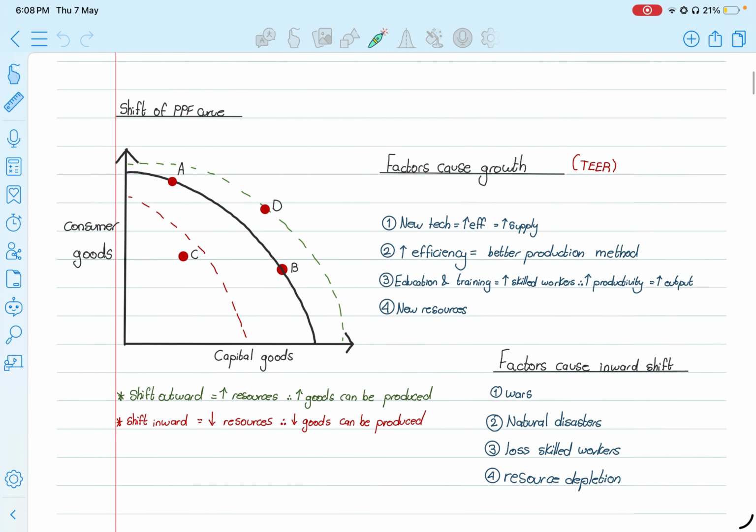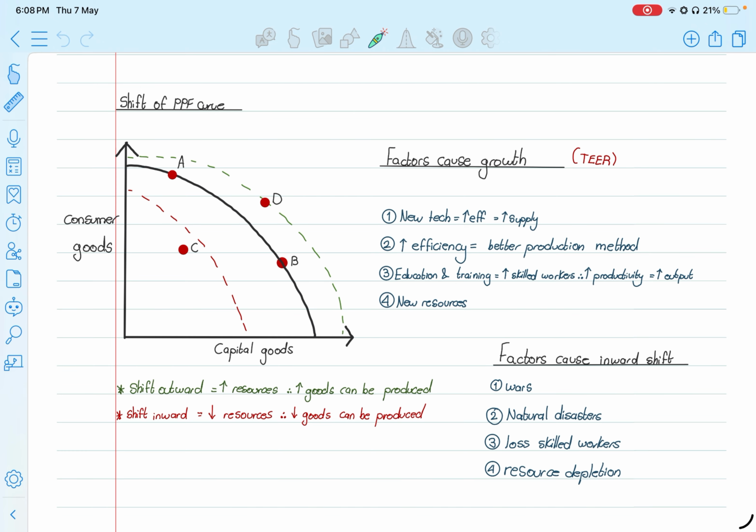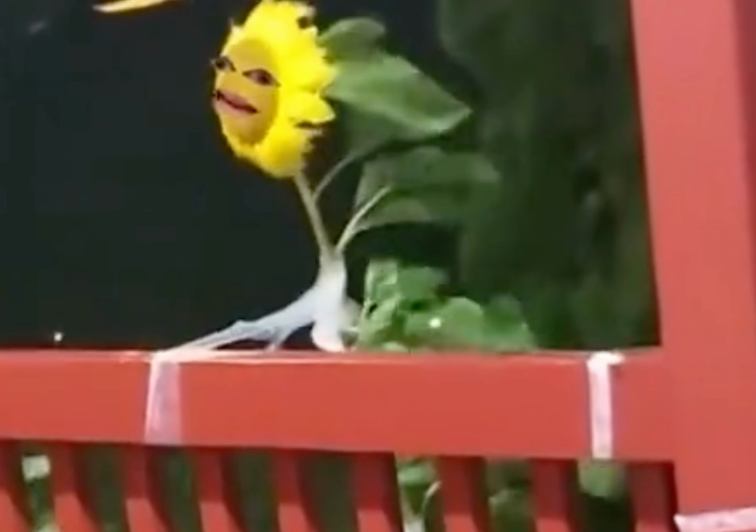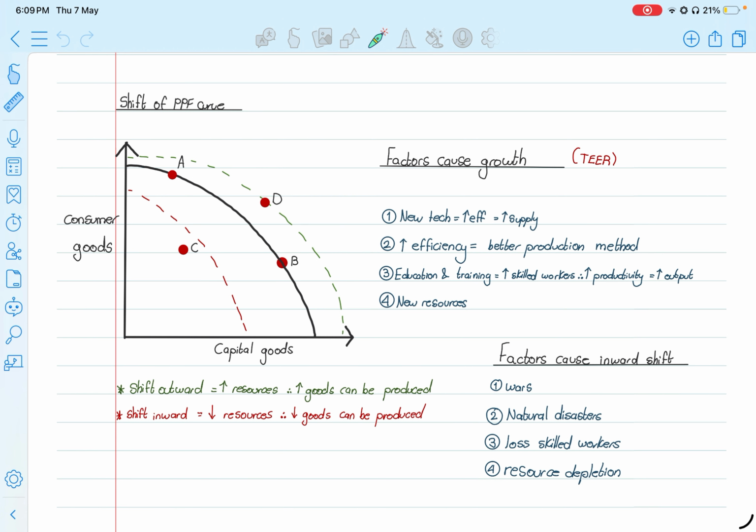Anyway, next we've got the factors that cause it to shrink. This is basically losing resources. How do you lose or waste resources? Obviously, wars and natural disasters come and destroy all your resources. Resource depletion, and if you lose skilled workers.